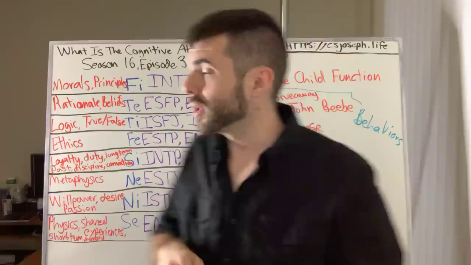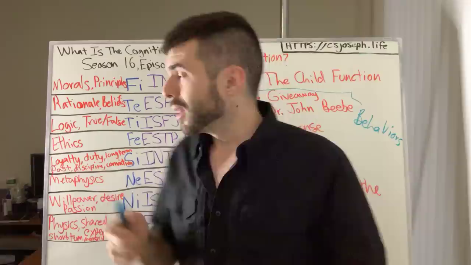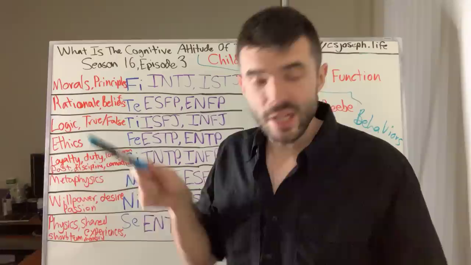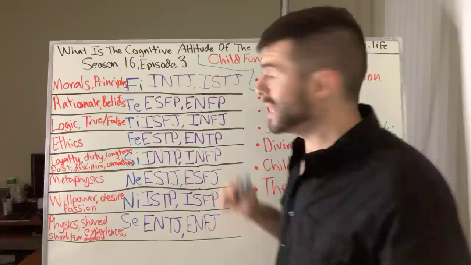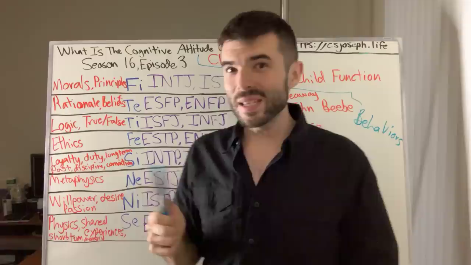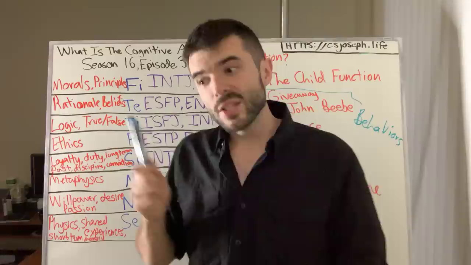So how is FI child abused? Well, that's basically when you go up to somebody like an ISTJ or an INTJ and tell them that they're bad people. Telling an INTJ and an ISTJ that they are a bad person is equivalent to child abuse. Did you know that? Oh, let's continue, okay? Telling an ESFP and an ENFP, their TE child, that they're stupid. Yeah, that's basically child abuse. Don't do that. Or ISFJ, INFJ, TI child. Okay, yes, telling them that they are stupid, right?